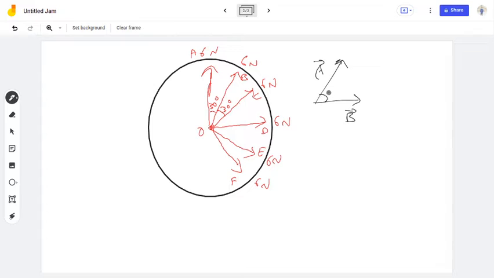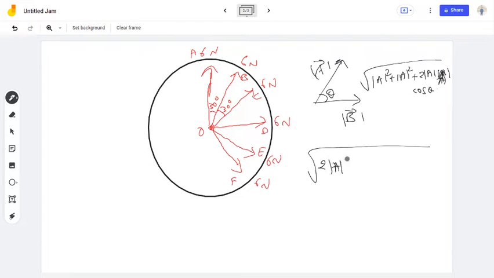If the angle between them is theta, let us assume the magnitudes of these 2 vectors are the same. The resultant of these 2 vectors will be the square root of mod A squared plus mod A squared plus 2 mod A mod B cos theta. Because here mod A equals mod B, let us substitute this. I'll get the square root of 2 mod A squared into 1 plus cos theta, because taking 2A squared common, we get 2A squared into 1 plus cos theta.